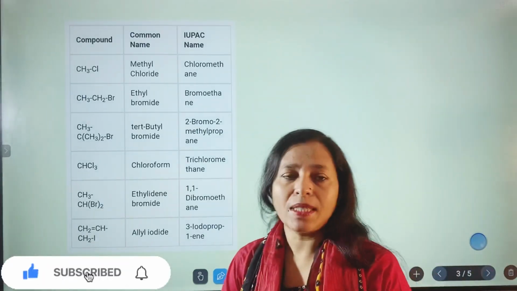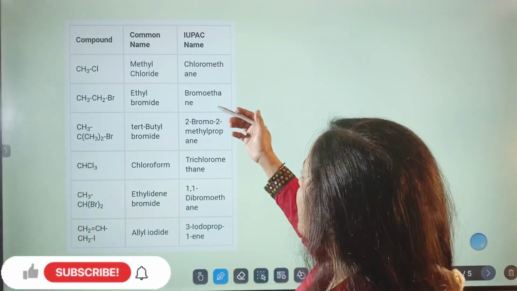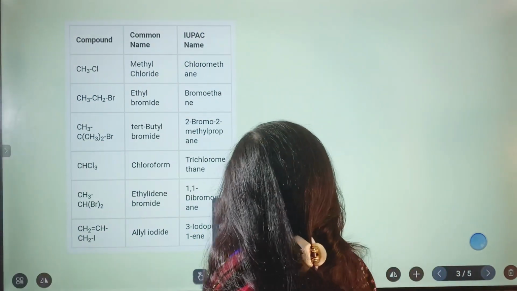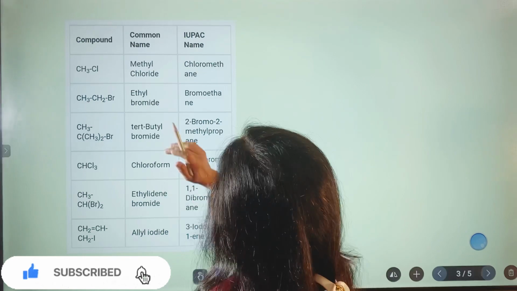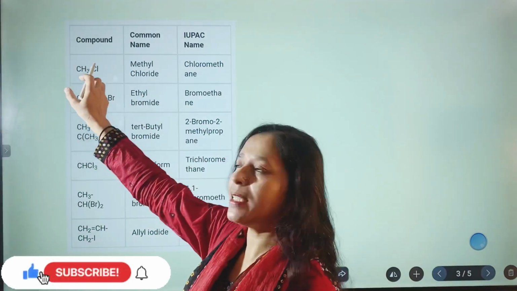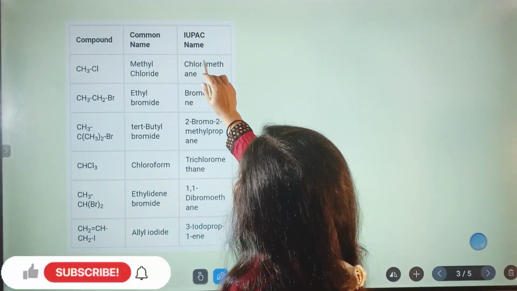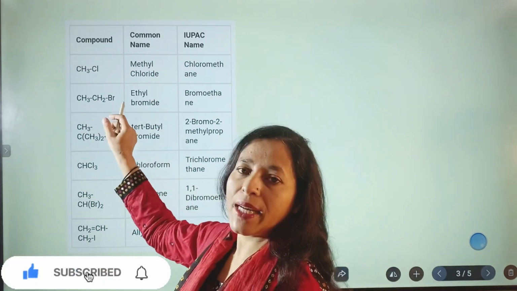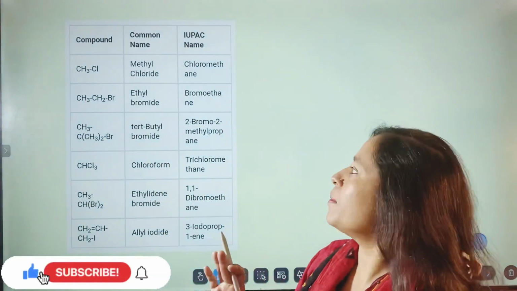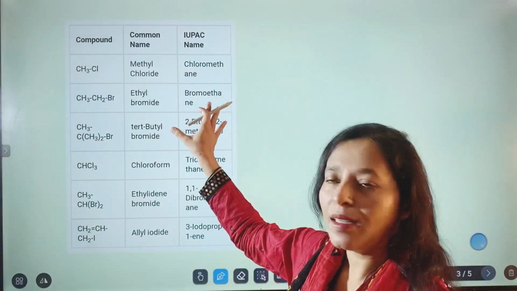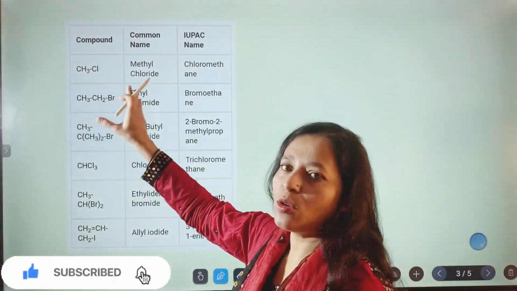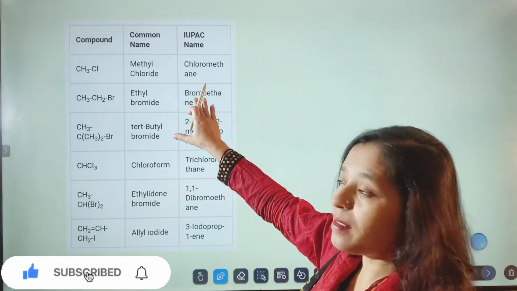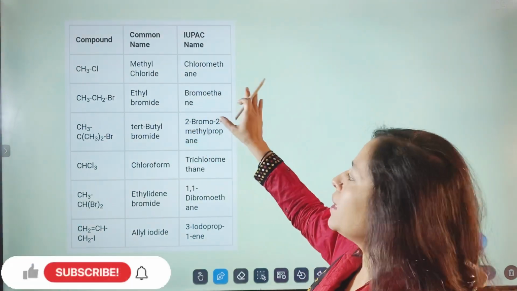After that we will take some examples, like methyl chloride. You can see that methyl chloride has only 1 carbon atom, so we will name it chloromethane. This is the IUPAC name. Then ethyl chloride has 2 carbon atoms. For 2 carbon atoms we use the word ethane. One bromo atom is attached, so the halo atom is placed before the parent name, so it will be bromoethane.